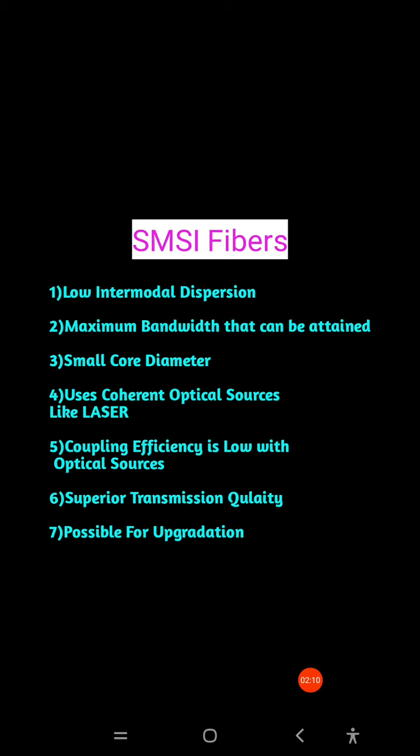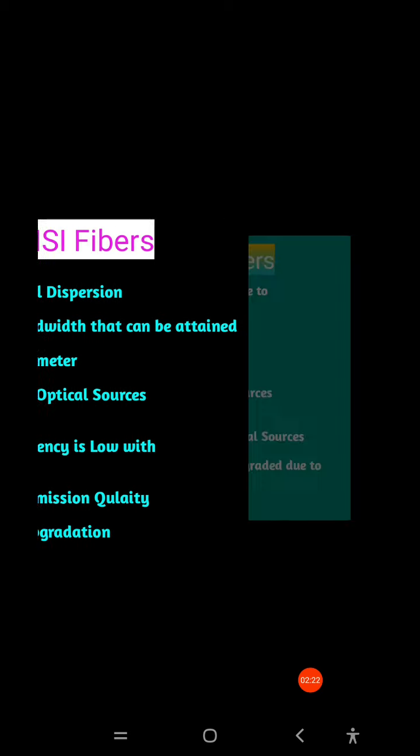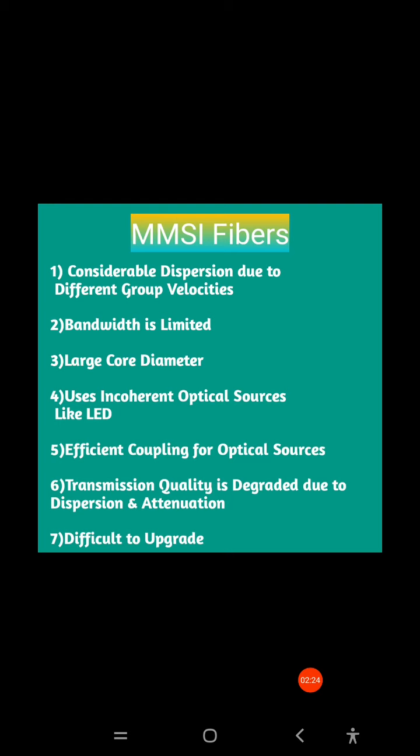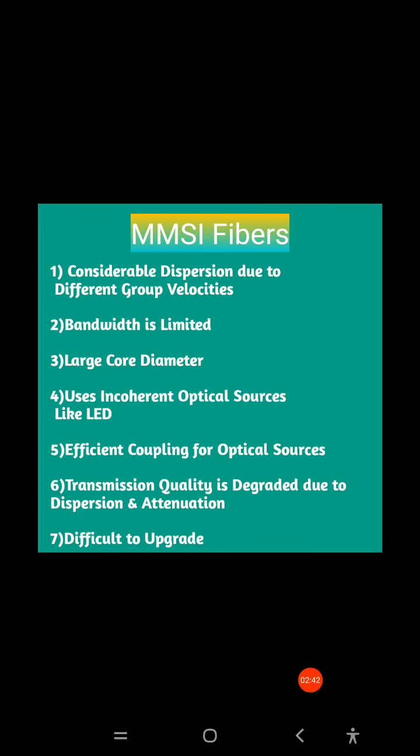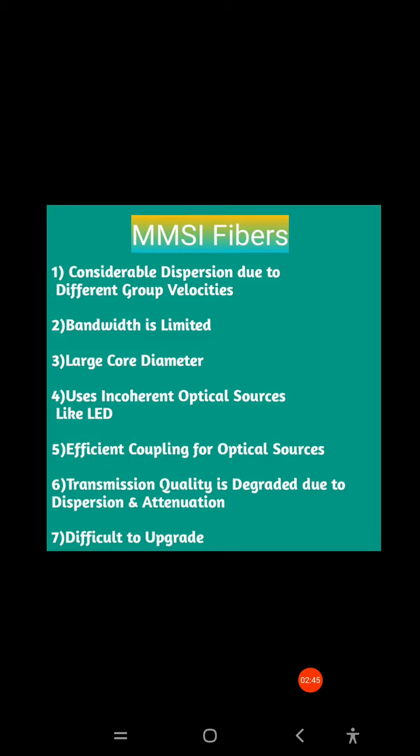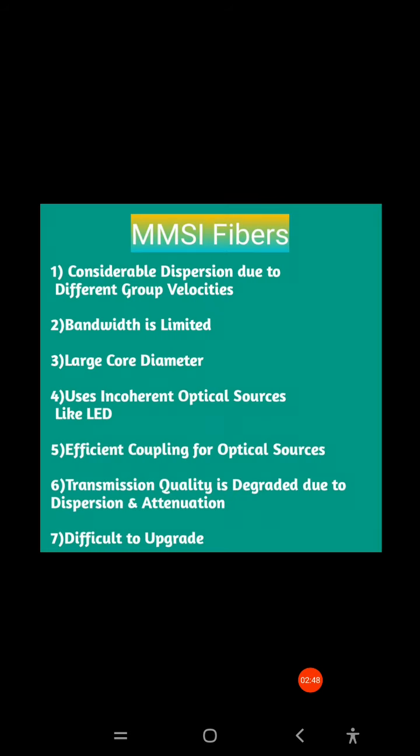And second one, the SMSI fibers can attain maximum bandwidth, whereas multi-mode step index fiber bandwidth is limited. Third one, SMSI fibers have a small core diameter because they carry only one mode, whereas in multi-mode we have to use a large core diameter. In SMSI we use small core diameter, in MMSI we use large core diameter.